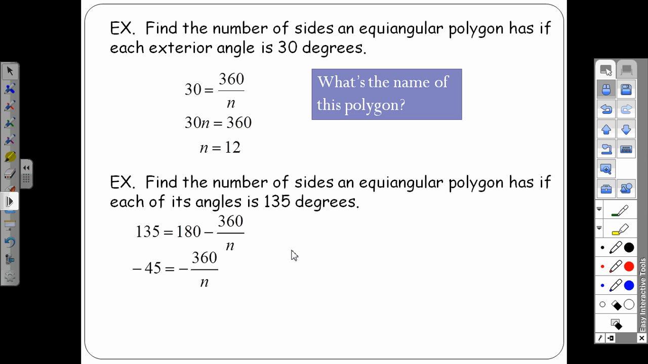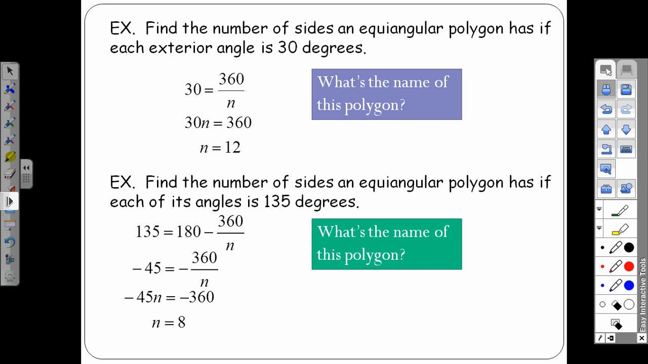So the first thing that I want to do is I'm going to subtract this 180 from both sides to get negative 45 equal to negative 360 over n. And I know that these two negatives are going to cancel out, and then I can cross multiply. So I get negative 45n equals negative 360, or you can say 45n equals 360. And then you divide and you get n equals 8. So that means that it has 8 sides. What would the name of that polygon be? Hopefully you are saying an equiangular octagon.